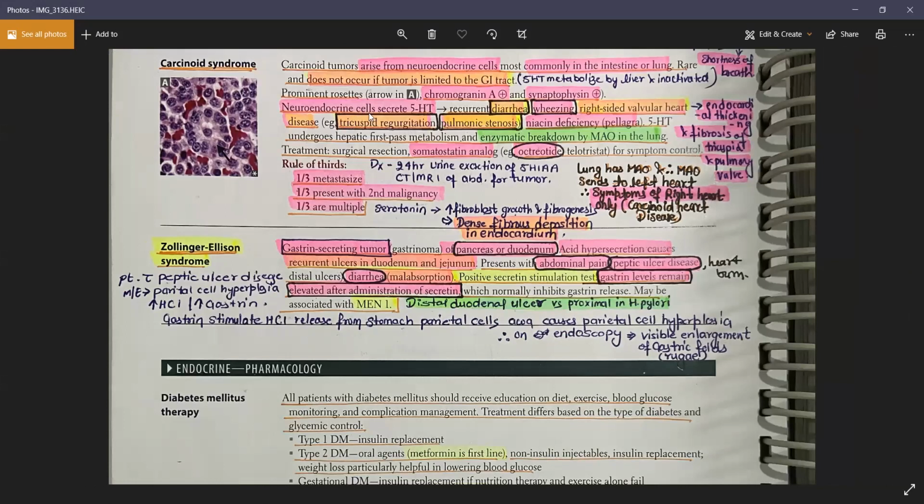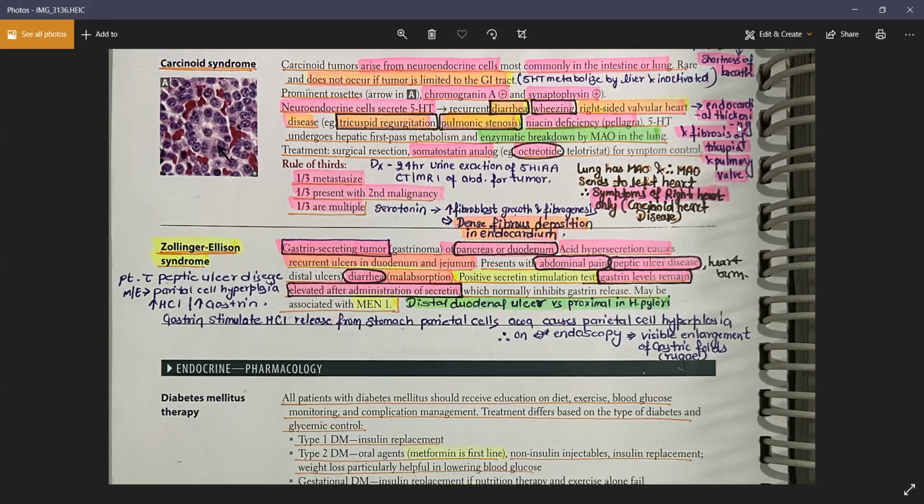Okay, so these tumors release the 5-HT, which is serotonin. Because of the serotonin release, it can cause diarrhea, it can cause bronchoconstriction, it can cause vasoconstriction also. You can have diarrhea, wheezing, high BP. And it will cause the fibrosis of the complete right side of the heart. It will cause the fibrosis of the complete right side of the heart.